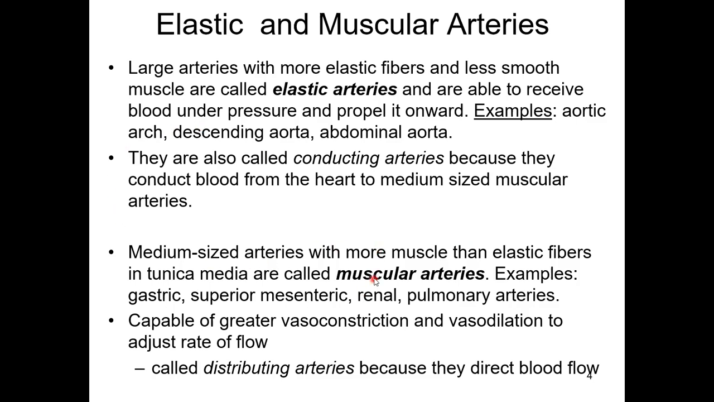These muscular arteries can decrease blood flow to organs of the digestive system during fight or flight response, for example. Gastric, superior mesenteric, inferior mesenteric, splenic arteries contract, and that vasoconstriction slows blood flow to those organs.